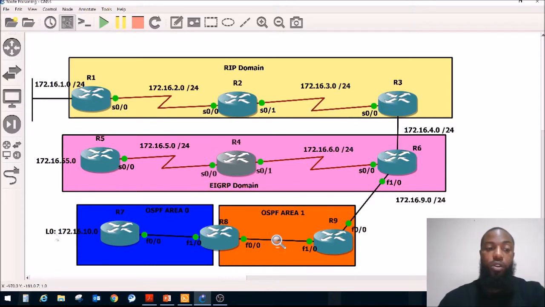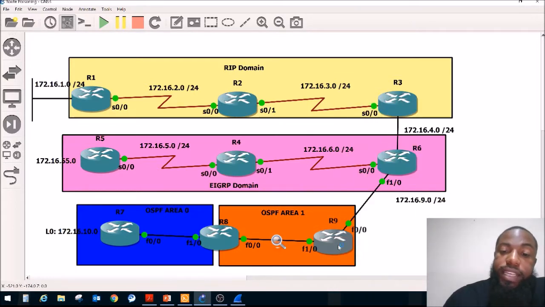So here's what we're going to do. We're going to shut down the loopback interface that's located here on router 7. Router 9 knows about it. Then we're going to see what happens when he poisons the route to let him know, hey, the 10 network is no longer available. Obviously, he's going to take it off his routing table. Let's go ahead and take a look at router 9.